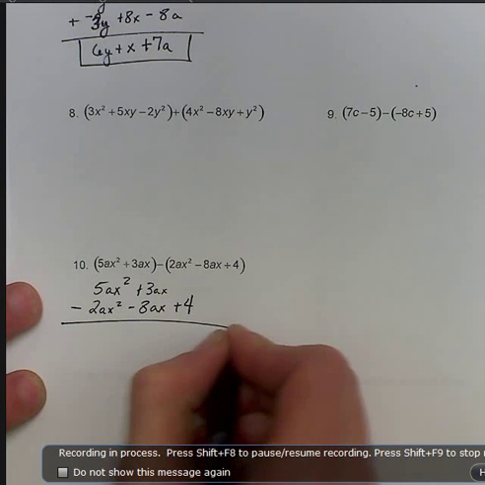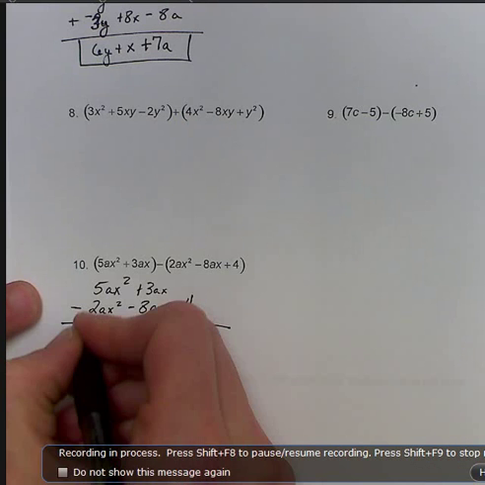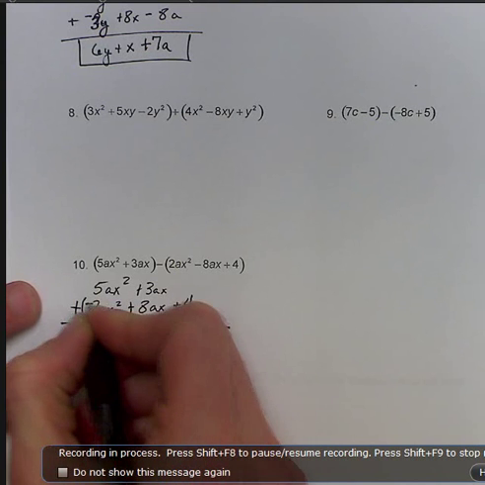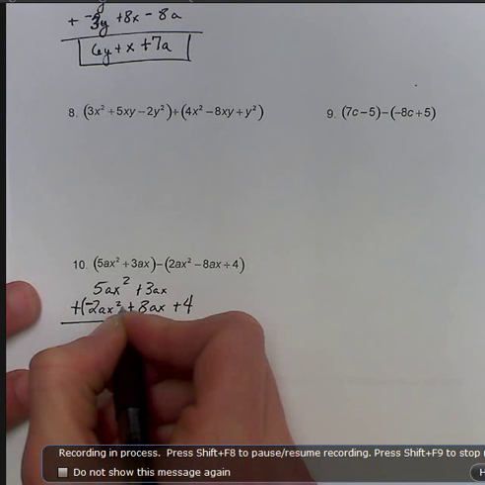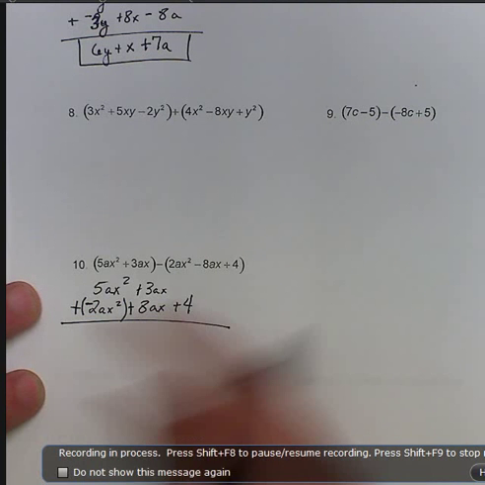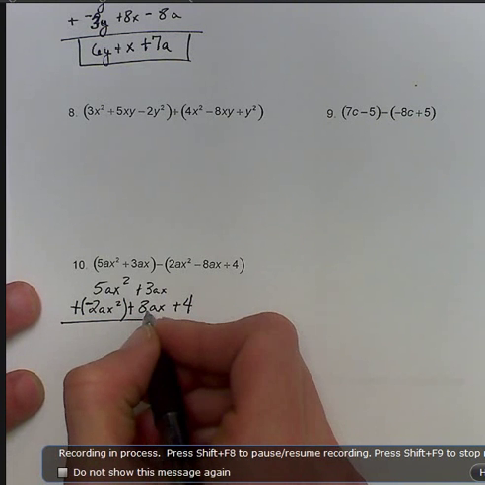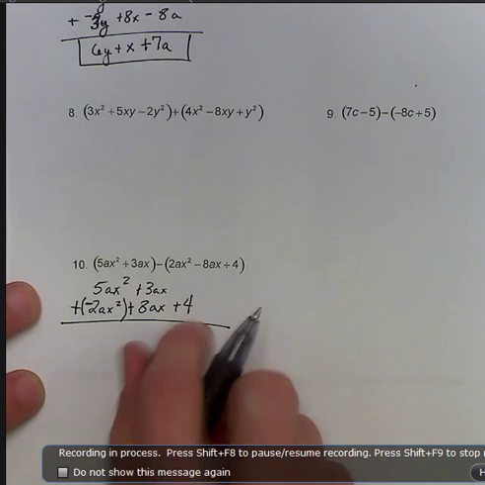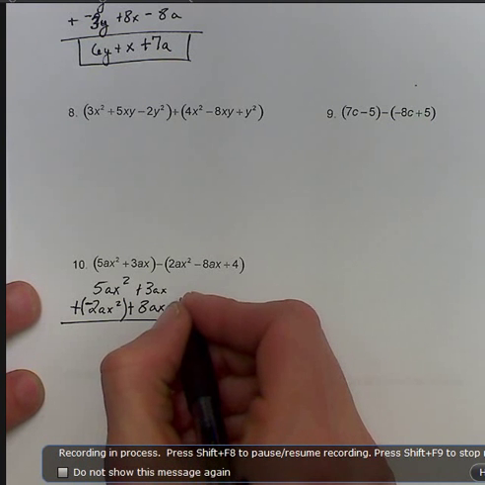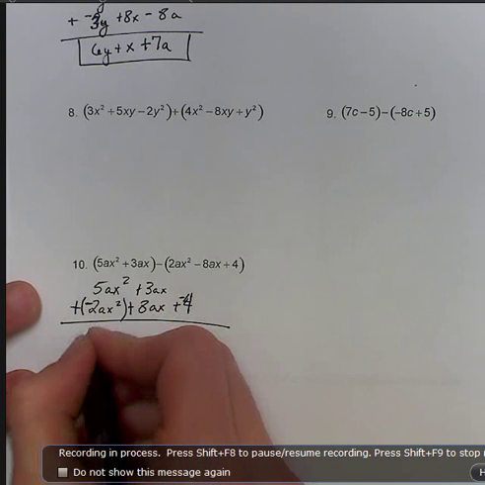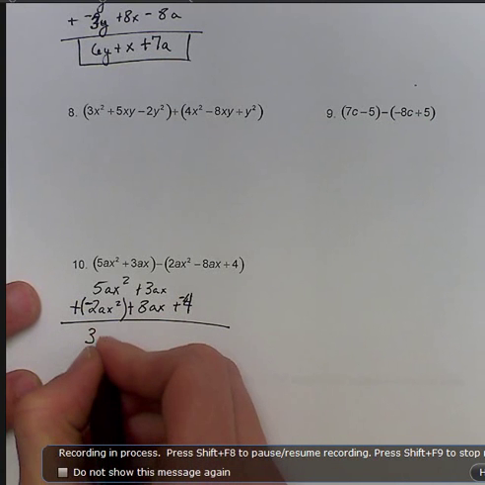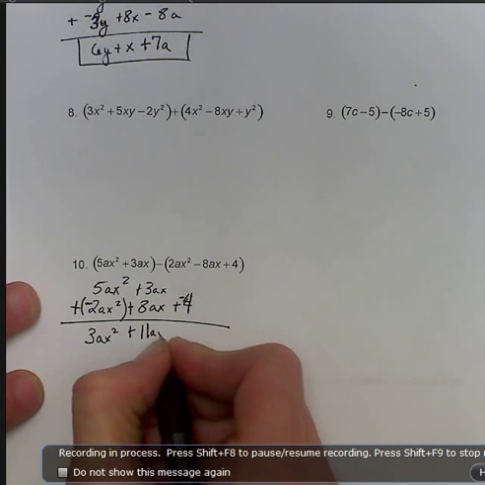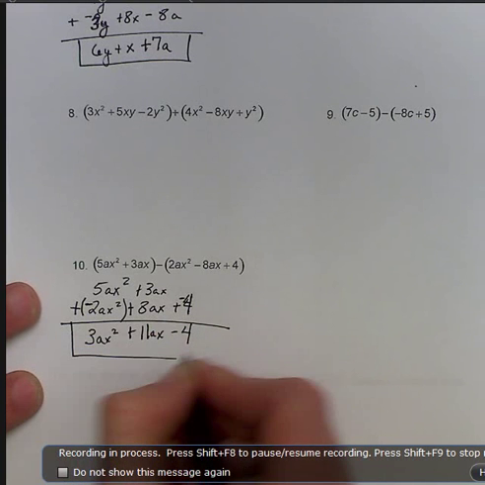Now, as we discussed today, I'm going to change that from subtraction to addition, but I'm also going to flip the sign. So I flip the sign from a positive 2ax to a negative 2ax, and I switch the sign from a negative 8ax to a positive 8x. This is going to change from a positive 4 to a negative 4. I'm going to add my coefficients, so I'm going to get 3ax squared. I'm going to get 11ax, and I'm going to get a negative 4. And that is as simplified as I can make it.